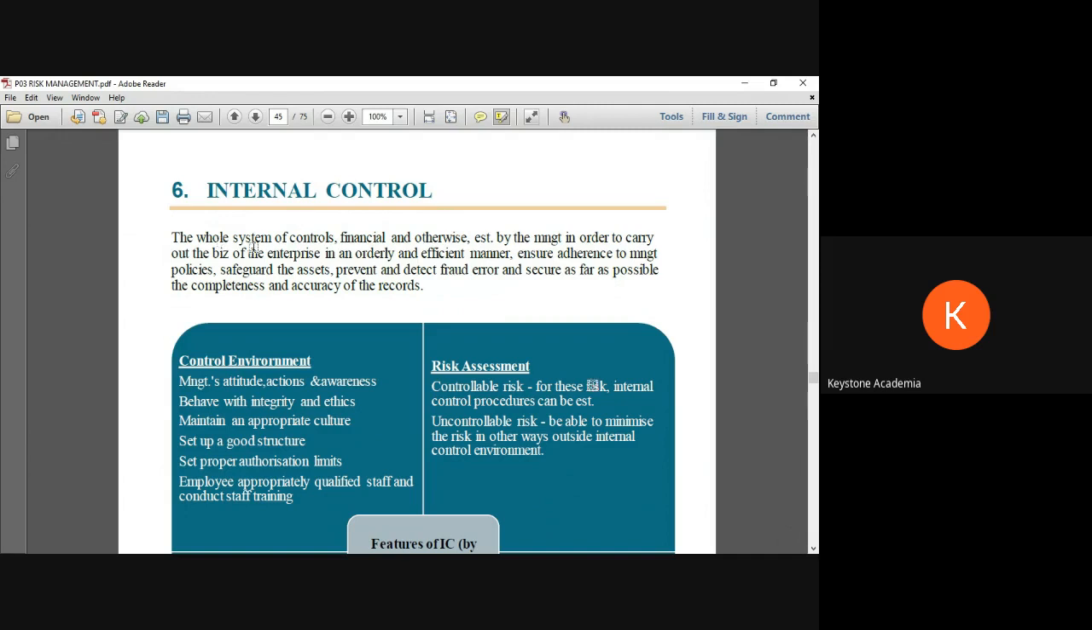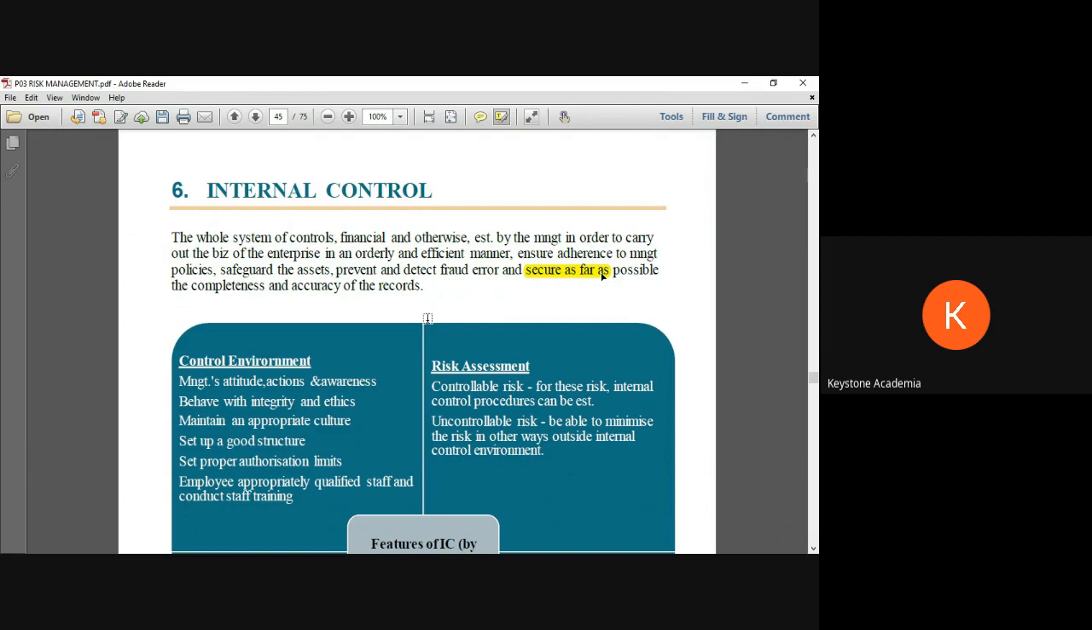The whole system of controls, financial and otherwise, established by the management in order to carry out the business of the enterprise in an orderly and efficient manner, ensure adherence to management policies, safeguard the assets of the business, prevent and detect fraud. So first we have to prevent. Again, we cannot prevent everything. So next is detect, and secure as far as possible the completeness and accuracy of the records. Again, 100% is not possible. So secure as far as possible. And internal controls are there in every organization, whether it is for-profit, not-for-profit, listed, unlisted, charitable organization, or anything.